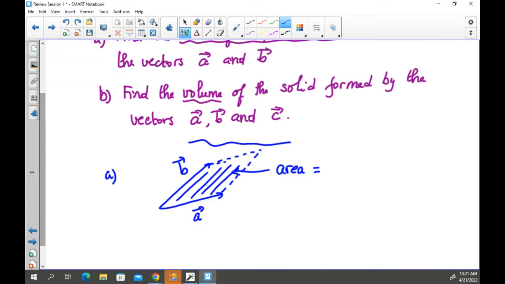Now, do you remember how we find the area? Yes, it is the cross product. You need to find the cross product of the two vectors. And what do we do after that? This is not the answer. How do we get the area?